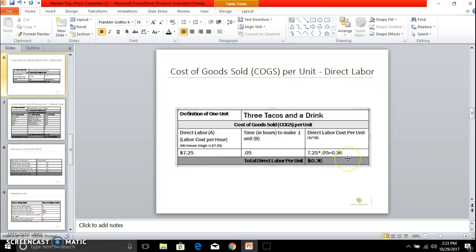So we know that it's about 36 cents of work to create 3 tacos and a drink. So that's how you're going to calculate the total direct labor per unit. For the next video, you're going to need to know this because you're going to have to add that to figure out your cost of goods sold per unit total.